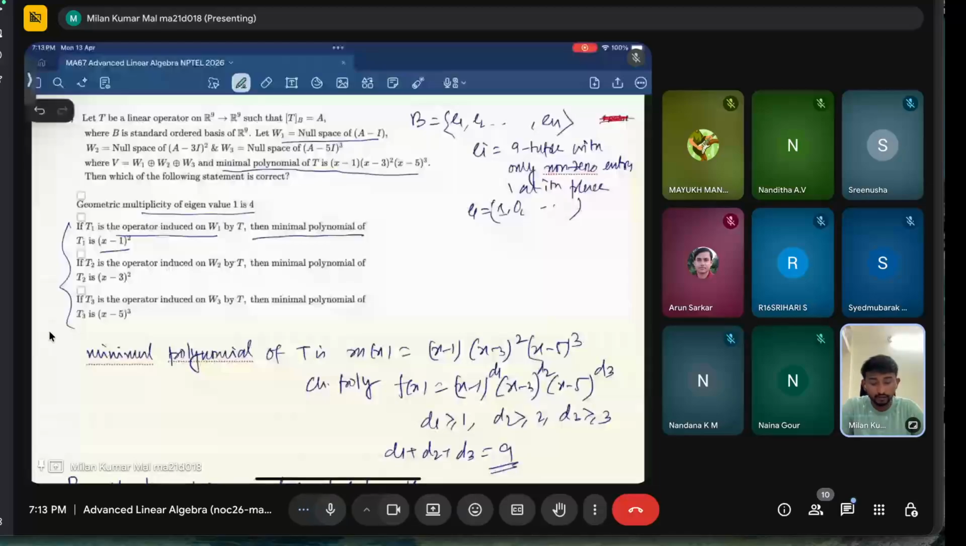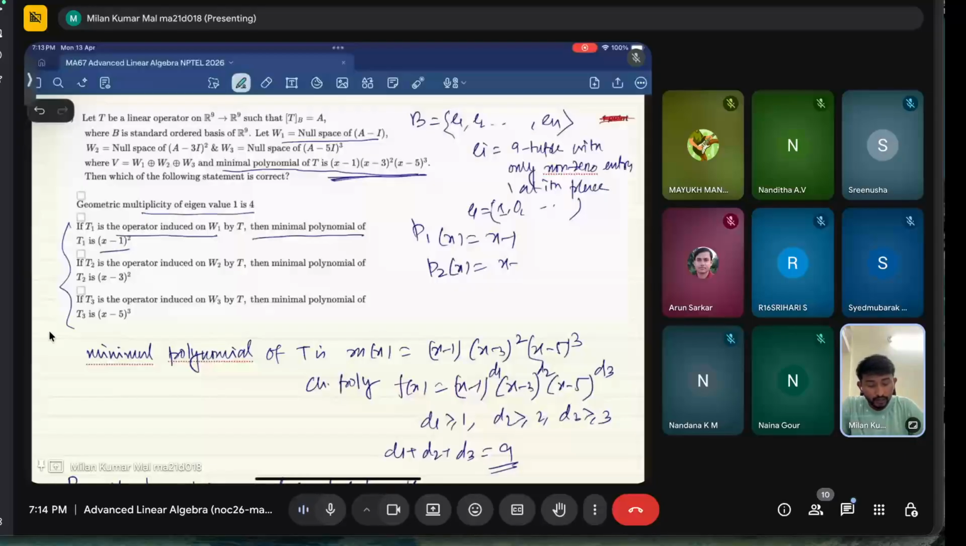Because r1 is 1 here, this option is incorrect. It is given as (x minus 1) whole square, but that's not correct, because the minimal polynomial has to be x minus 1, and that's not how it is given.